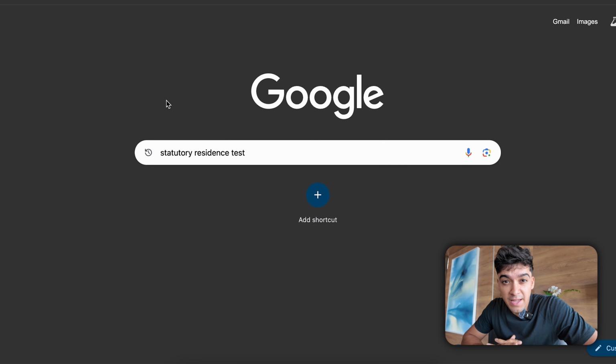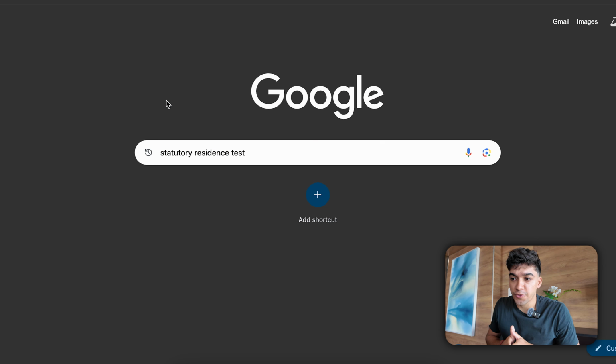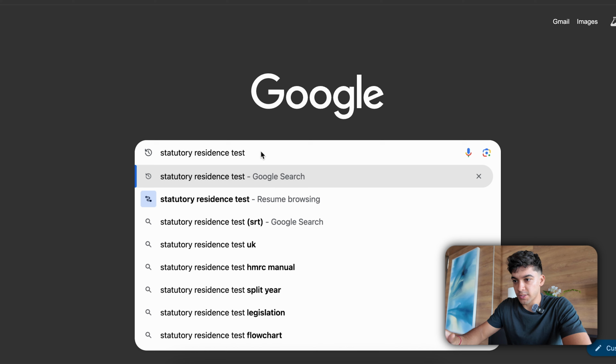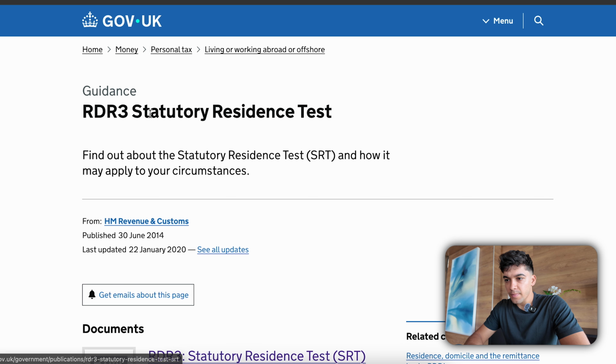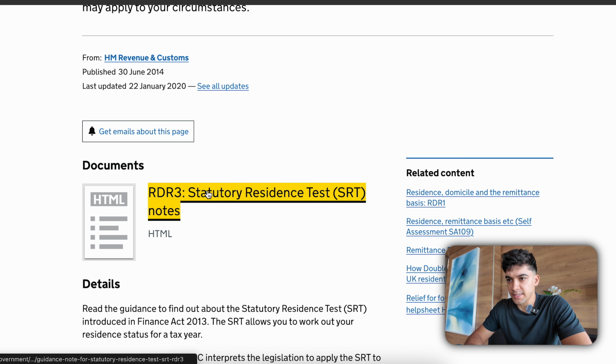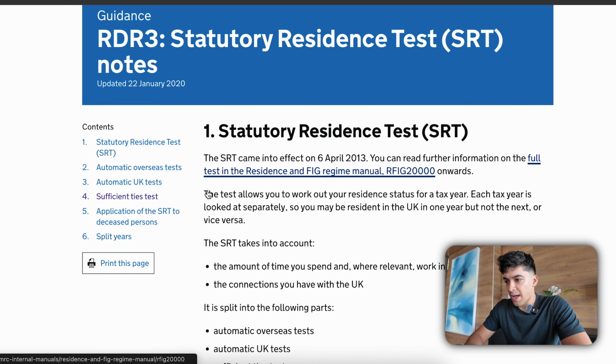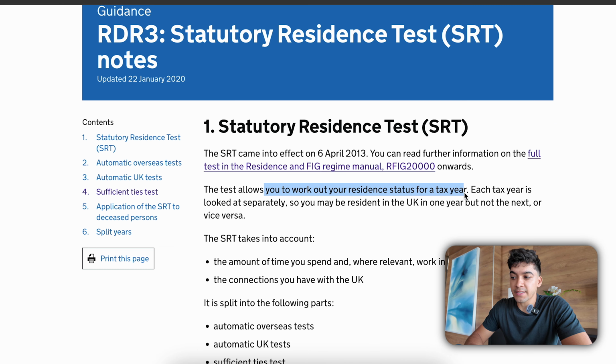So there's this thing in the UK called the statutory residency test, or SRT, and it shows you exactly whether you're a tax resident or not. So let's go and look it up together. You just type it on Google and click the first link. And this test, as it says here, will allow you to work out your resident status for a tax year.